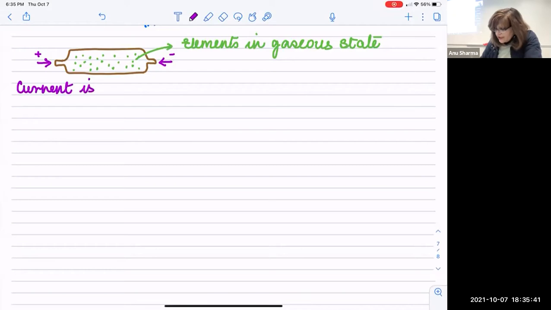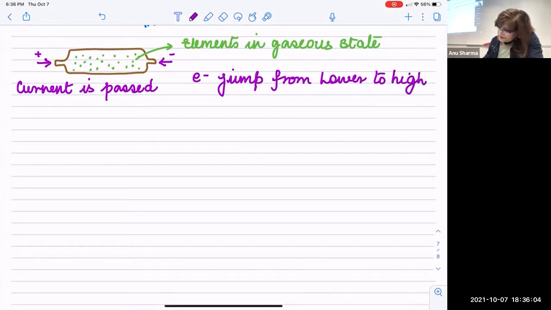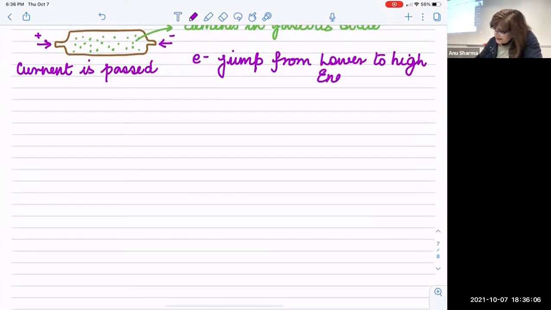Current gives you a very high temperature. So when the current is passed, what happens? Electrons jump from lower to higher levels. In colleges we generally do these absorption spectra. So electrons jump from lower to higher energy levels, and when they do that, they emit light.